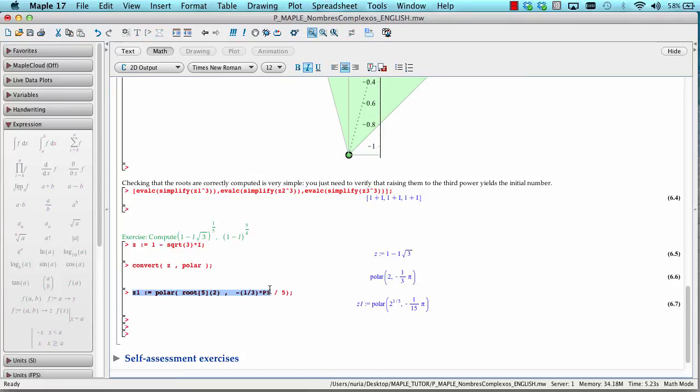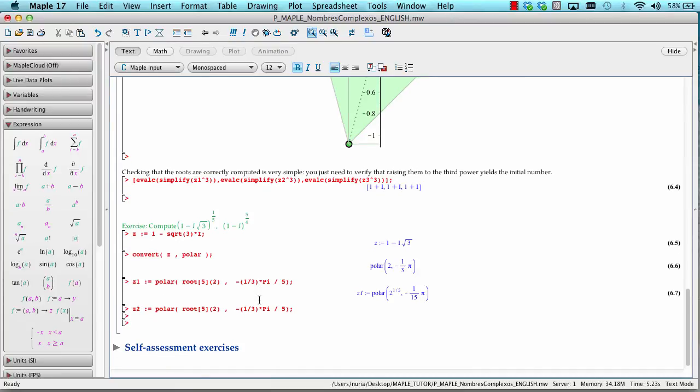Which is the difference between the first root and the second one? The difference is that they are going to be placed in a circle and we have 5 pieces of cake. So between one and the other we have an angle of 2 pi divided by 5. So we add 2 pi divided by 5. This is the second one.